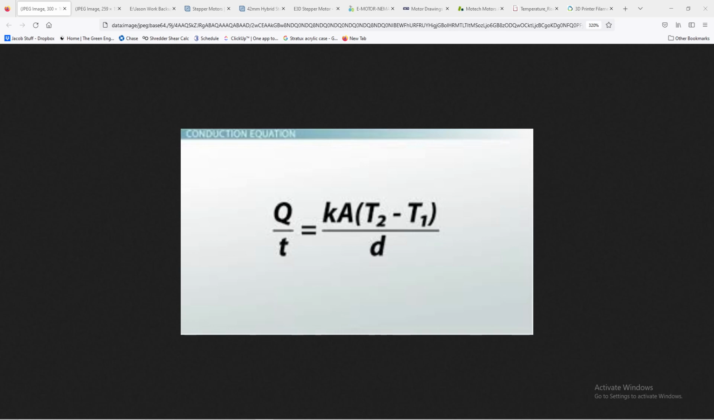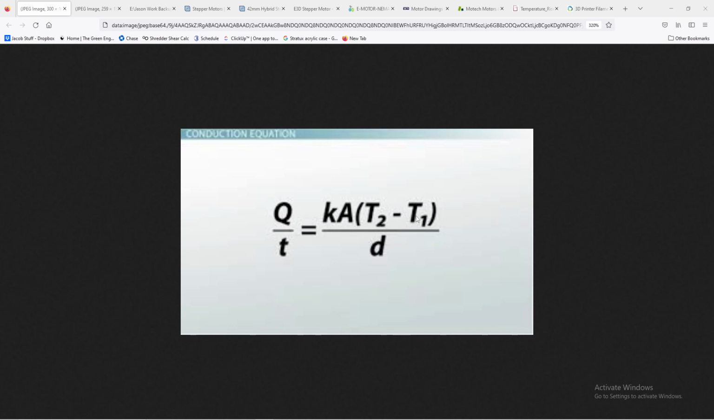So this is the conduction equation, and you have a couple of variables here. k is the thermal conductivity of the material. How good is the thermal conductivity? You have plastic versus aluminum. Aluminum is very high, plastic is very low, right? So the conductivity is very low. A is the area. In this case it's a cross-section area, but as far as convection, you can think of it as the surface area. And the surface area of the part gets larger as the part keeps printing.